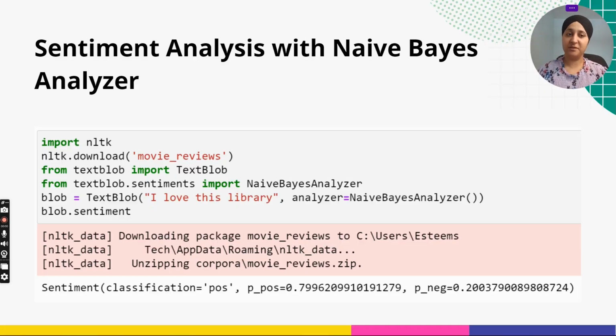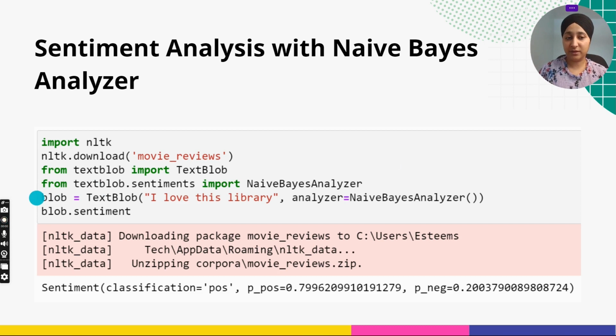So now we are going to learn about sentiment analysis with the Naive Bayes Analyzer. For this we need to import nltk, Natural Language Toolkit, and nltk.download. We are downloading a corpus, movie reviews. Right? So in the third line we need to import TextBlob from textblob, and in line number 4 we again need to import NaiveBayesAnalyzer from textblob.sentiments.